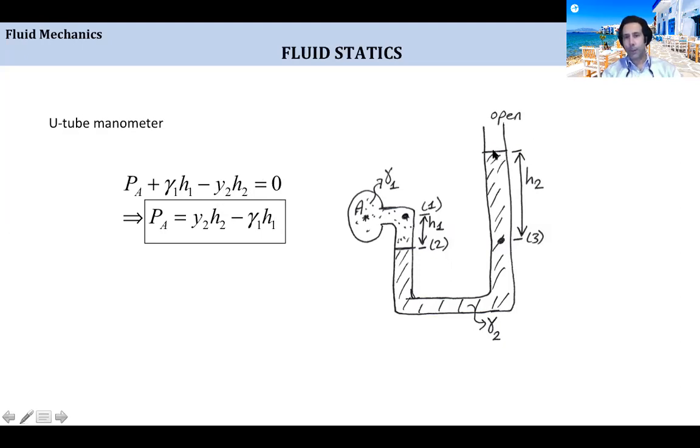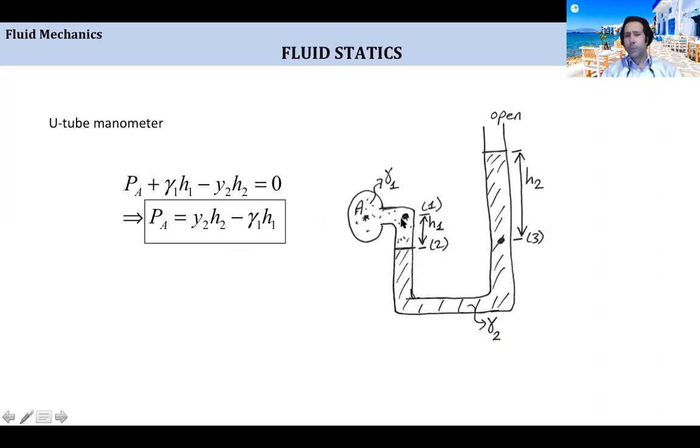Now we are here. We know that this is open to atmosphere, which means that pressure at this point is atmospheric pressure. If we work with gauge pressure, then pressure will be equal to zero at this point. So this is the equation that we derived, starting from A to the free surface. Now we can manipulate this equation to obtain an expression for the pressure at point A in terms of the elevations and also fluid properties. So PA would be equal to, this is the same typo, the specific weight of 2, which is gamma 2, times H2 minus gamma 1 H1. So this is the equation we have.